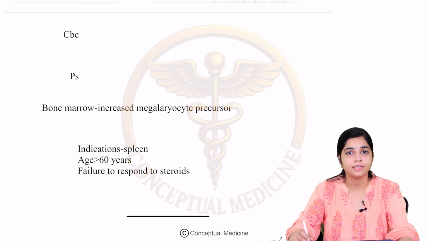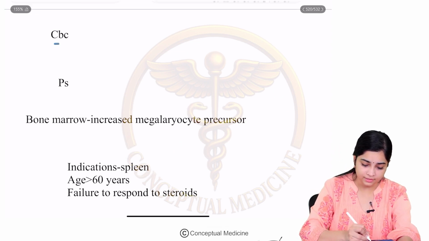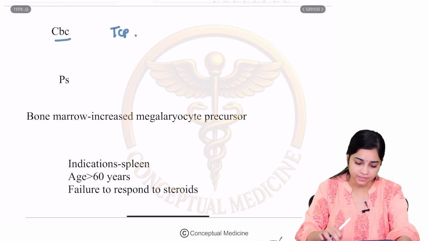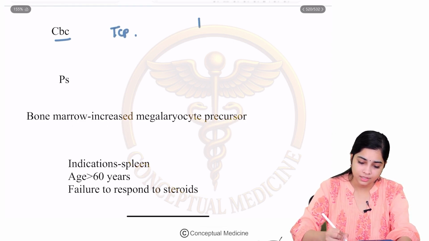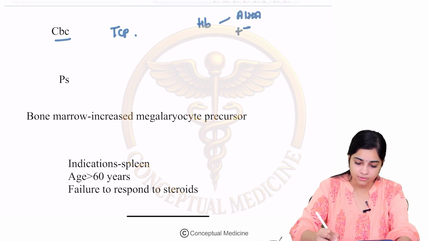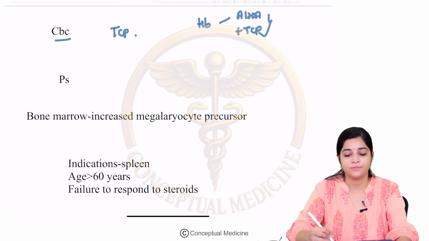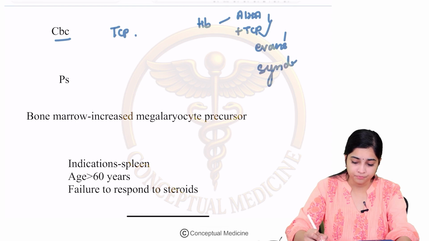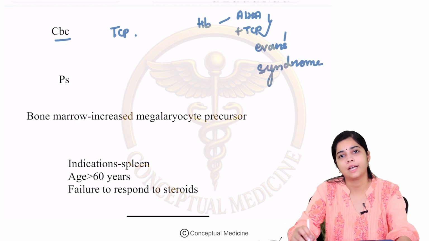So when you investigate a patient of ITP, what will you find in the CBC? The CBC will just show evidence of thrombocytopenia, right? If there is a hemoglobin drop resulting from an AIHA along with thrombocytopenia, then what is this syndrome called? This is called Evans syndrome.